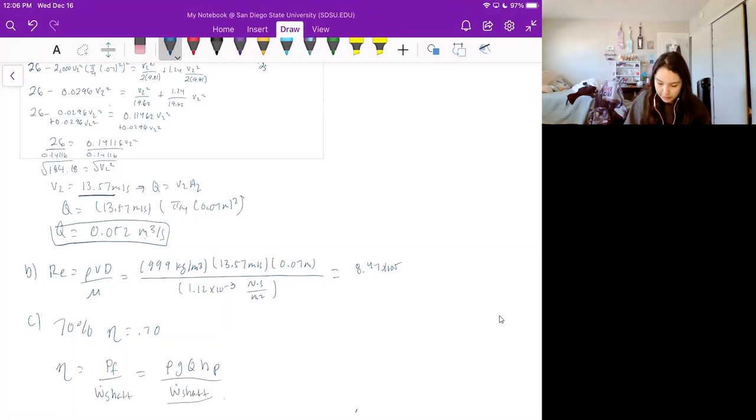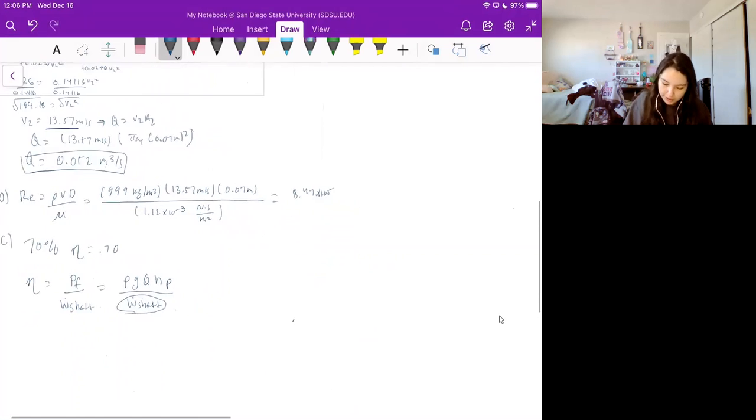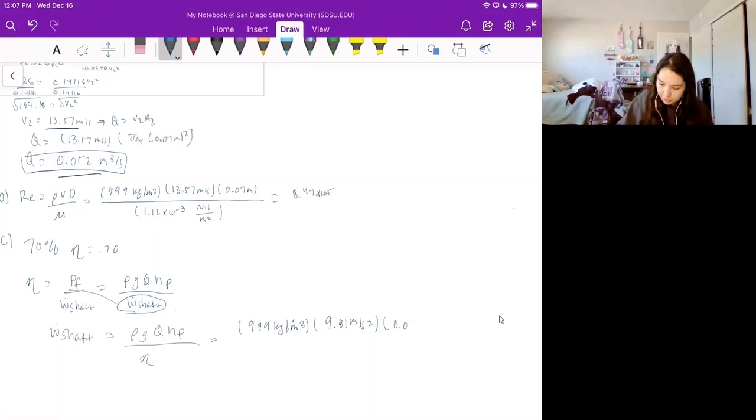Now what we're trying to find is this. So simplifying this, we get that work shaft is equal to rho g Q times head rise divided by eta. And all we did is we just cross multiplied to get work shaft on the top. So we know what rho is, which is 999 kilograms per meter cubed, times gravity, which is 9.81 meters per second squared, times Q, which we found earlier, of 0.052 meters cubed per second.